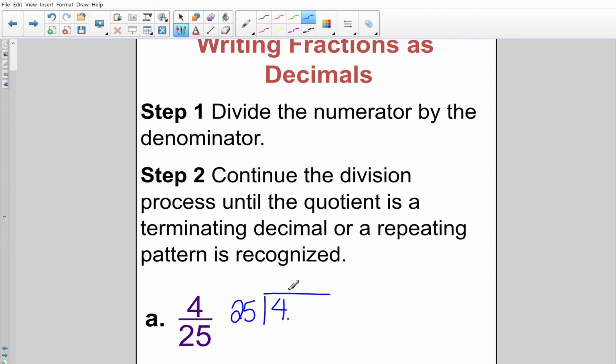I'm going to need to put in a decimal right away because 25 can't go into 4. So I'm thinking about 4 divided by 25, which is going to give me 0.16. I'm going to do that in my calculator just to make it much easier for myself and not worry about it.